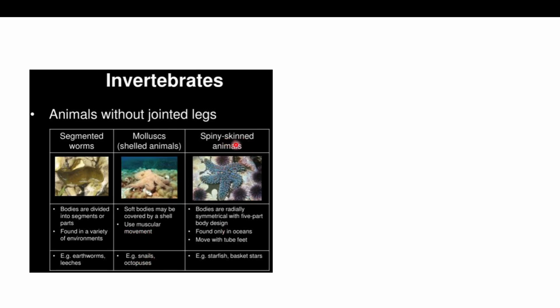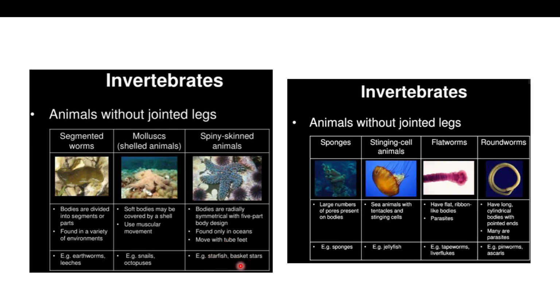Then there are spiny skinned animals, basically echinoderms. The bodies are radially symmetrical with a five-part body design, found only in oceans, and they move with tube feet. Examples are starfish and basket stars.